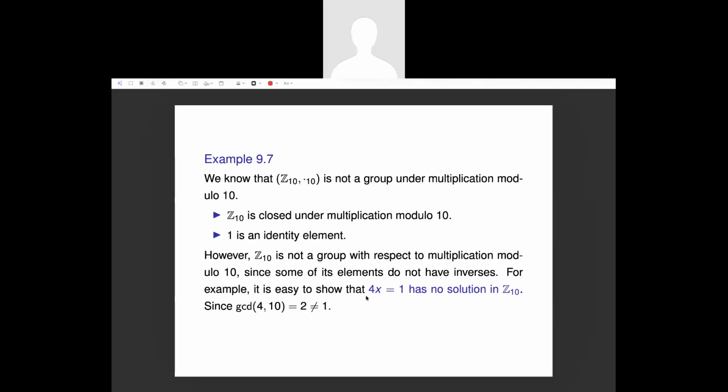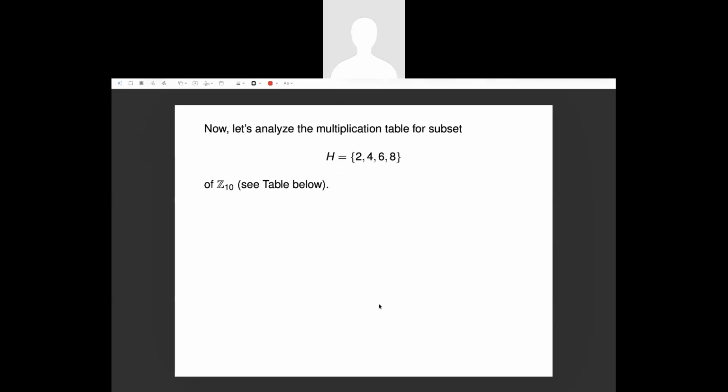Then you can just check 2, and you can find that in this set there is no element from 0 to 9 which multiplied by 2 gives you 1. So that means clearly this is satisfying this.